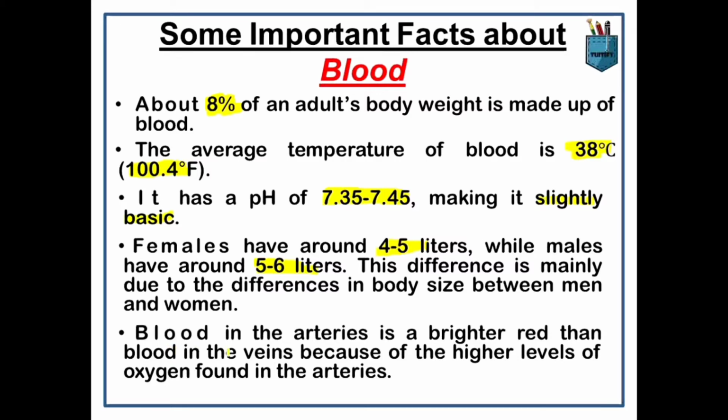And blood in arteries is brighter red than blood in veins because of the higher level of oxygen in arterial blood. Actually, when you look at your hands or legs, you can see greenish lines passing through. Those are the veins. They look bluish green, but our blood inside the veins is also red, just not as deep as the blood inside the arteries because of the presence of oxygen. In the veins there is deoxygenated blood, so it is not that deep red.